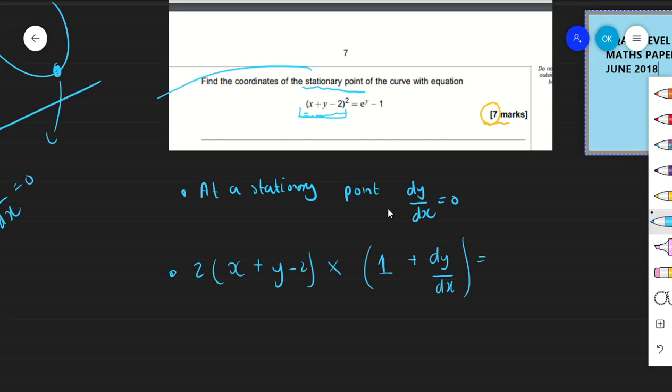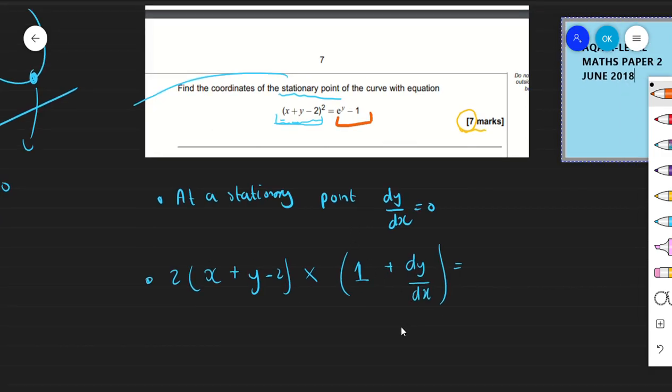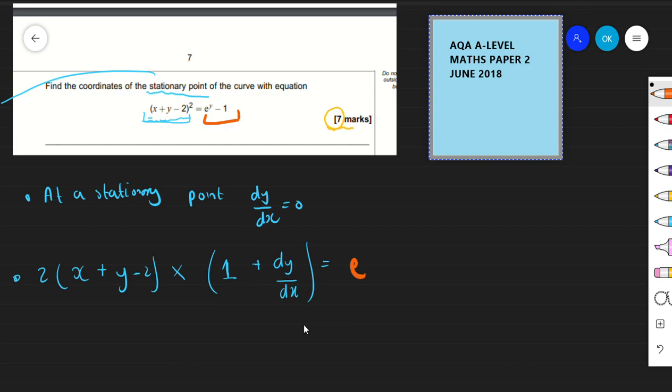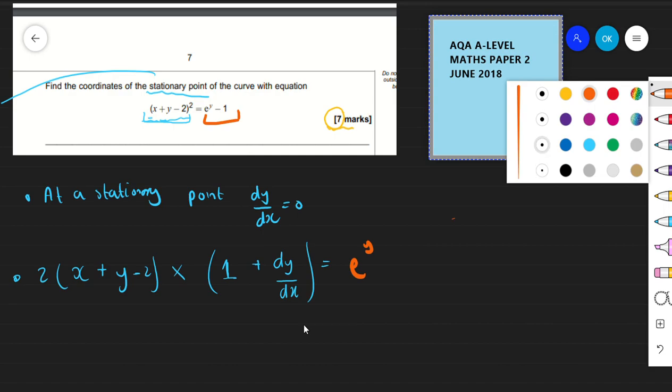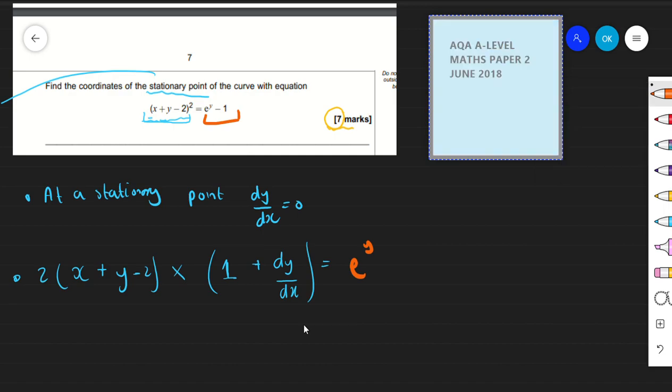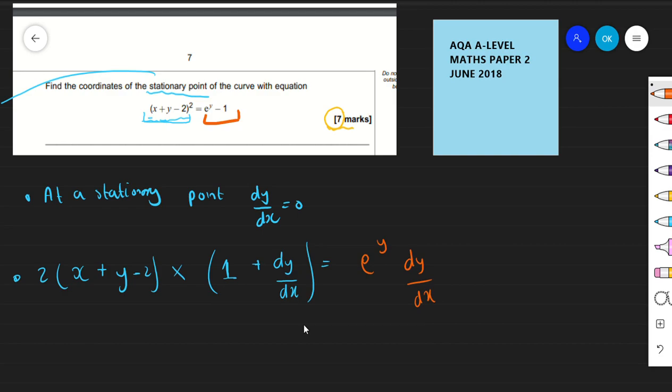Equals, now when we look at the right hand side, it's far easier to differentiate because you don't have many terms there. It's just e^y, so differentiating e^y will just give us e^y. Sorry, let me just make that less thick. Okay, that should do it. So that should give us e^y dy/dx. Just to clarify, this is what we're doing. And then minus 1, differentiating a constant gives us 0. So now things are far simpler.